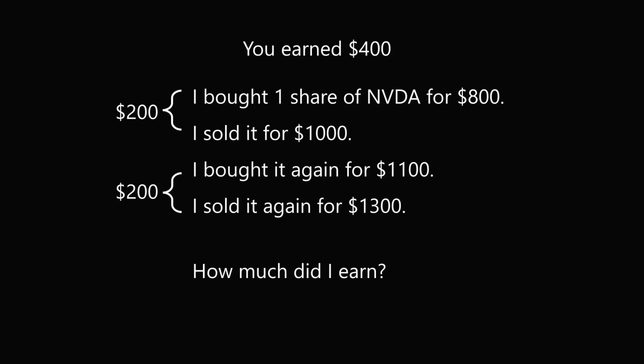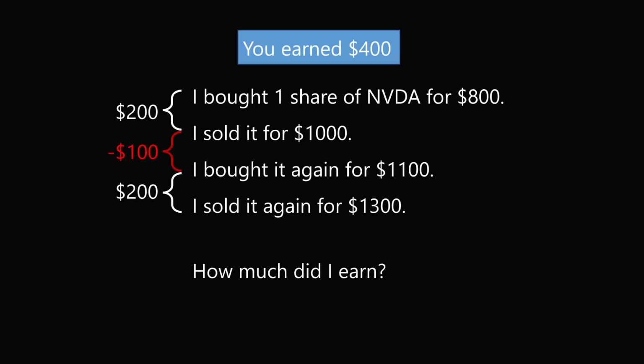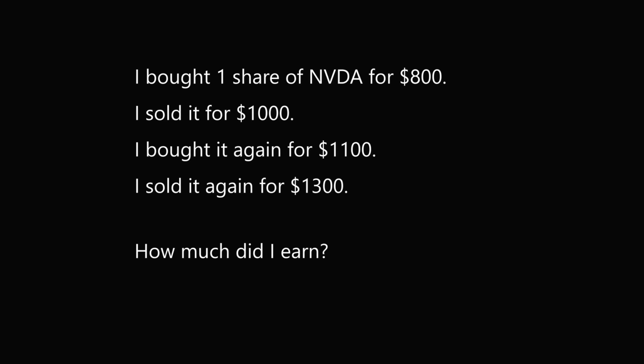But there are many people who point out one more thing. When you say you earned $400, there's one more step that's involved. You sold it for $1,000 and you bought it for a higher price of $1,100. So this would seem to be $100 that you lost, which would reduce your earnings, so that would only be $300. So if you do want to account for this step as a loss, does it actually net out to $300? Let's see. Let's go through the steps.